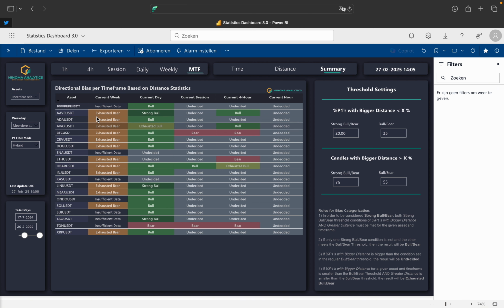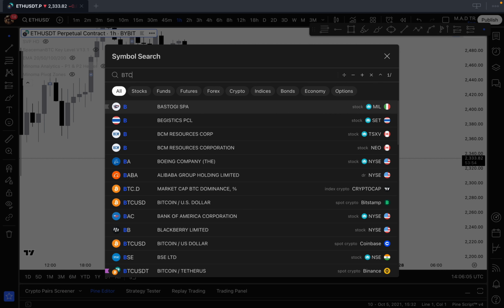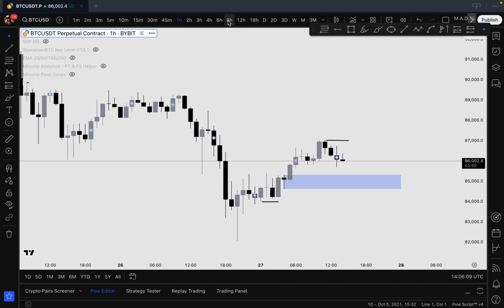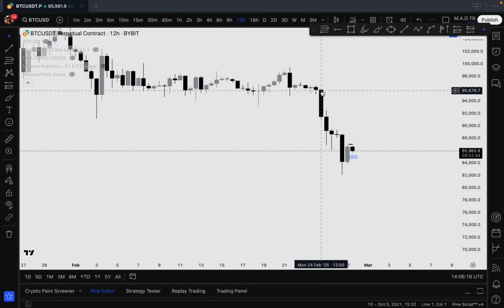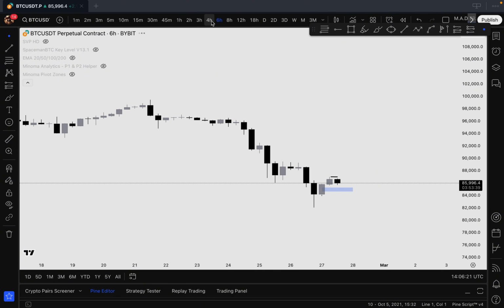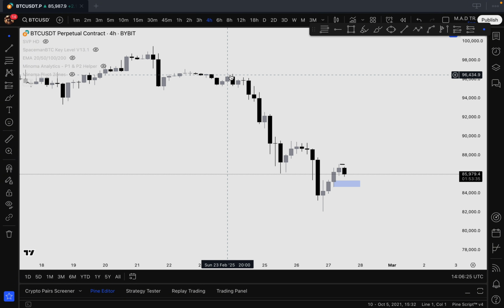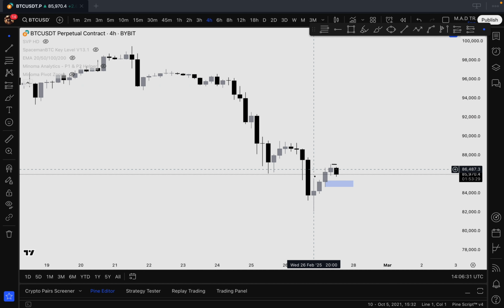So let's look at the weekly. What can we see? We see exhausted bear, exhausted bear, exhausted bear for every coin. And for this week, if we zoom out, let's go back to Bitcoin. It's not weird that we see that data because this week has been very bearish. Our week started at Monday, and since then we have gone down only.